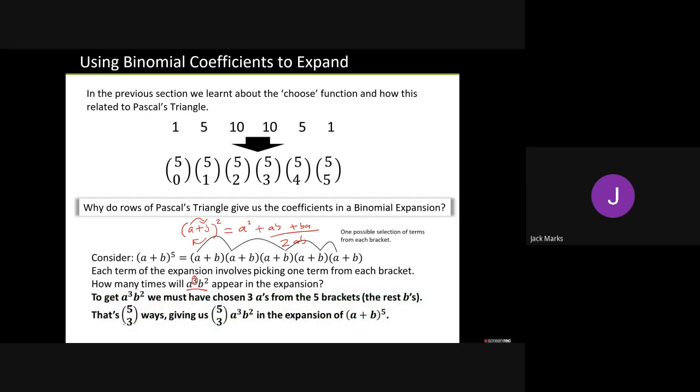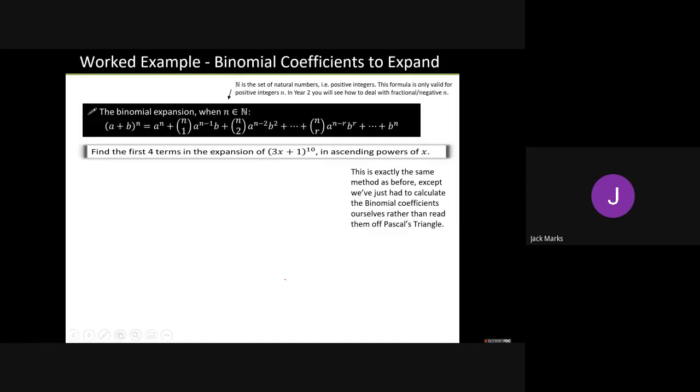But really what we're doing is we're saying, how many ways can you choose 3 of the A's from the bracket out of the 5? That's why this all works. So we've covered this now. Let's go back and actually do a question.